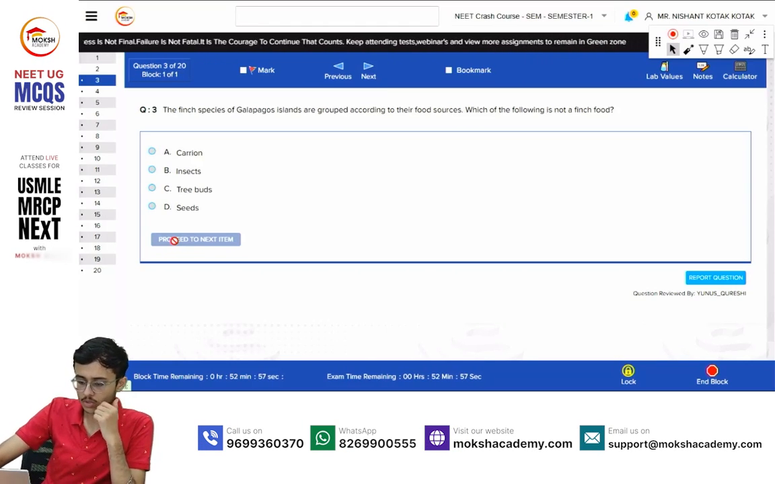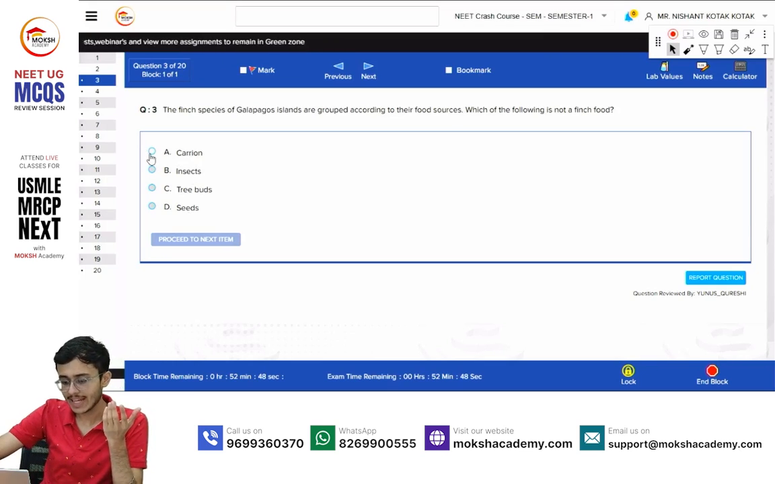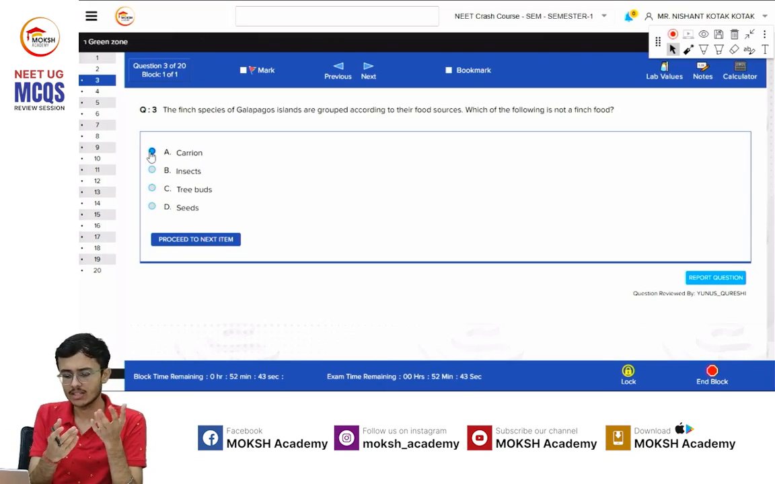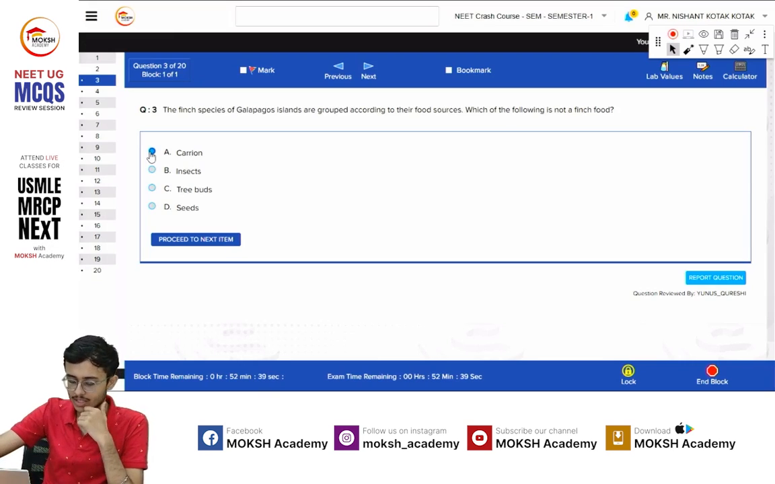First is vegetarian. So tree buds and seeds are vegetarian, so that is out. Then we saw insectivorous. See, insects are obviously an edible thing for them. So we come to carrion. Now what is carrion? Carrion basically means eating dead animals. So they were obviously not eating dead animals, right? They were insectivorous. Can't be.